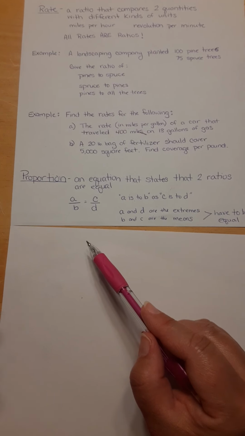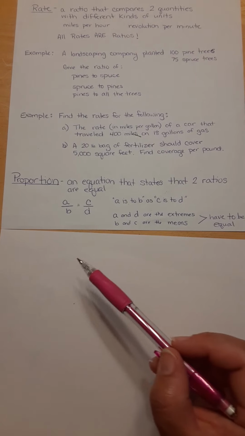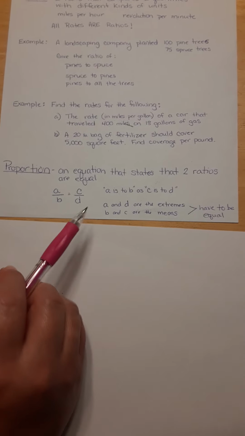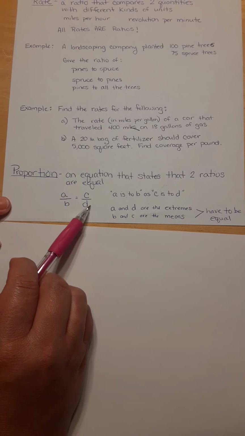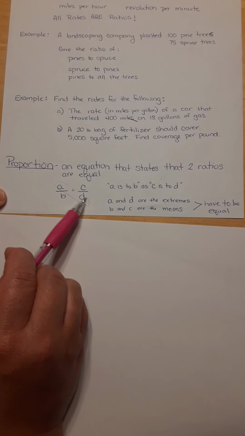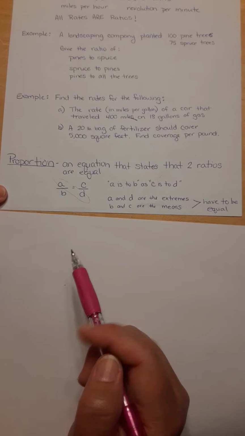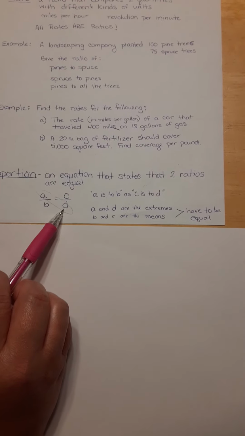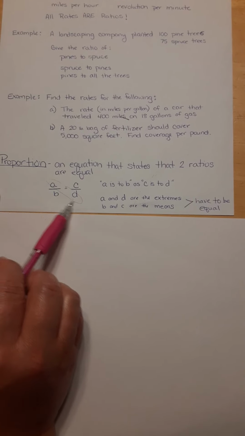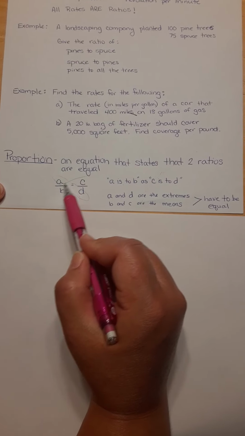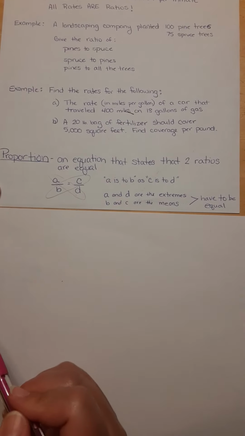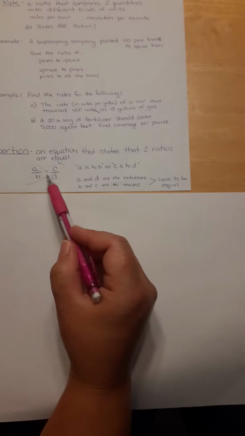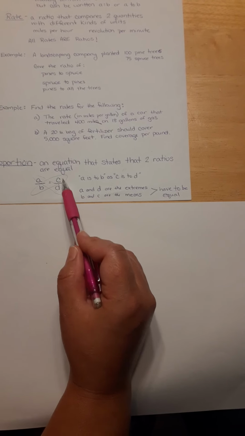Now, remember, way back in middle school, we talked about extremes and means. That is what occurs with proportions. Our A and D on a diagonal here, sometimes you used what was called the butterfly effect in elementary. This A and D are called our extremes, and with proportions, our extremes have to equal the means. Okay, and that's where they get the butterfly because it looks like a butterfly. But all it's saying is that this ratio equals this ratio.